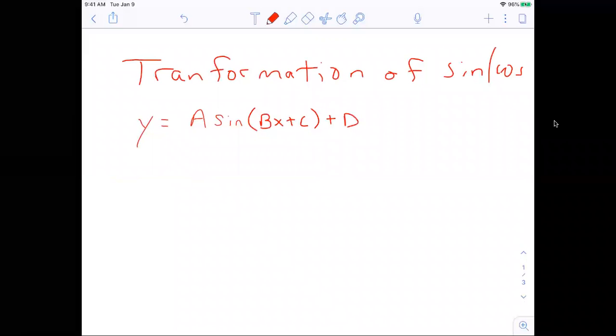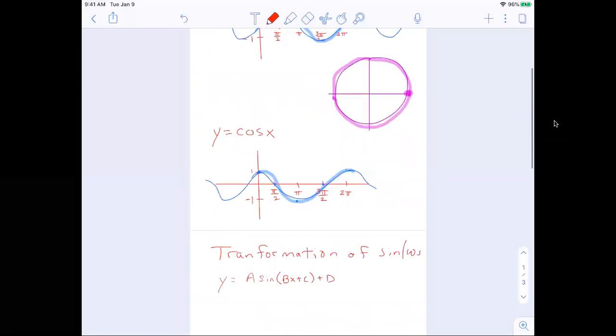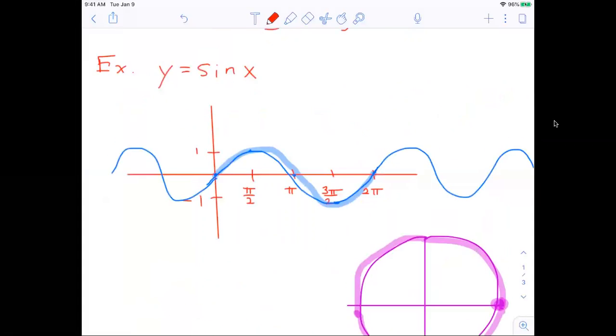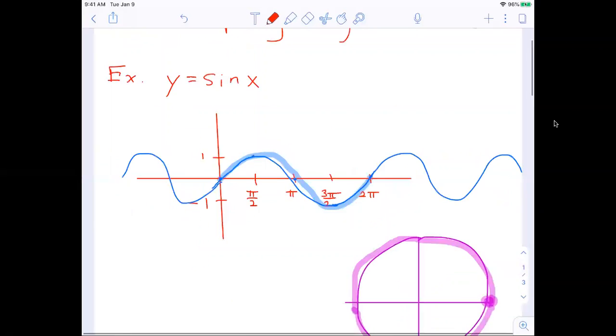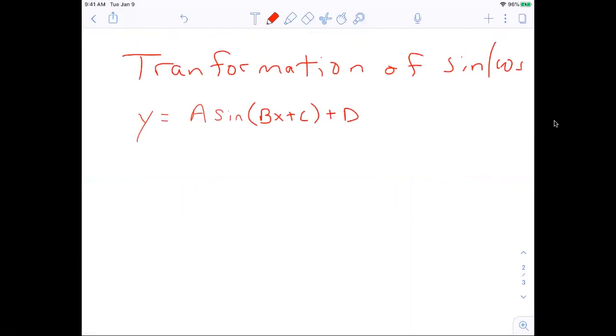So the ones I want to focus on are what changes the amplitude of the graph. The amplitude is how high or how low the graph gets. So the amplitude for the sine graph is 1, okay, because it goes up to +1, down to -1, up to +1, down to -1. Well, if you put a number in front of a sine graph, the A value is going to change the amplitude.